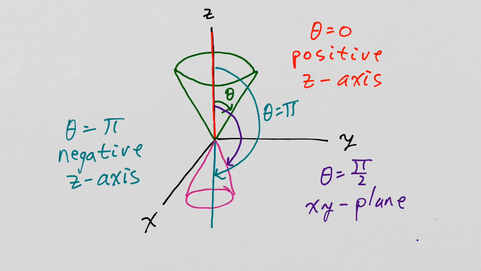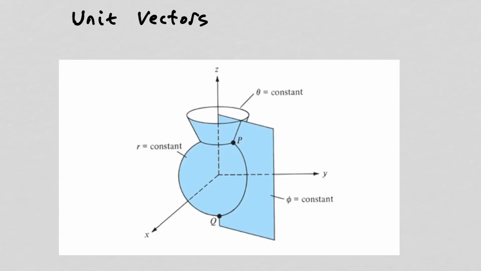Let's now look at the unit vectors in the spherical coordinate system. The unit vectors point in the direction of increasing component value. If r gets larger, this sphere will be expanding, so the direction of increase is this arrow right here. So that's the unit vector in the r direction. If theta is increasing, then this cone will get broader and broader, so at point P, the direction of increasing theta would be in the direction of the arrow shown here. So that's our unit vector in the theta direction.